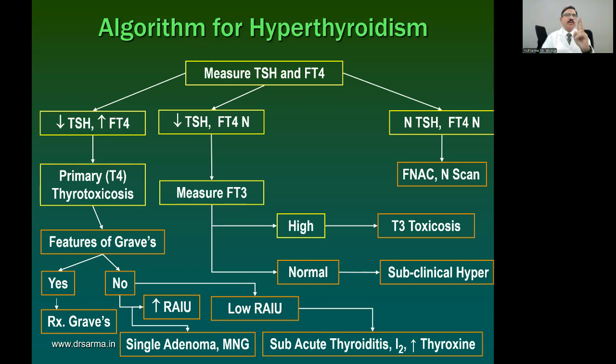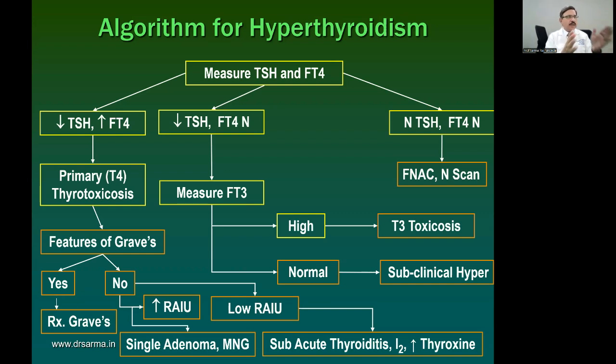Radioiodine uptake will be invariably elevated in single toxic adenoma and multinodular goiter. The picture is very distinct. One will have a crisp single nodule, the other will have multiple nodules with in-between spaces also. If the radioiodine uptake is low, it is subacute thyroiditis, or iodine excess, or due to iodine deficiency, or due to excessive thyroxine.